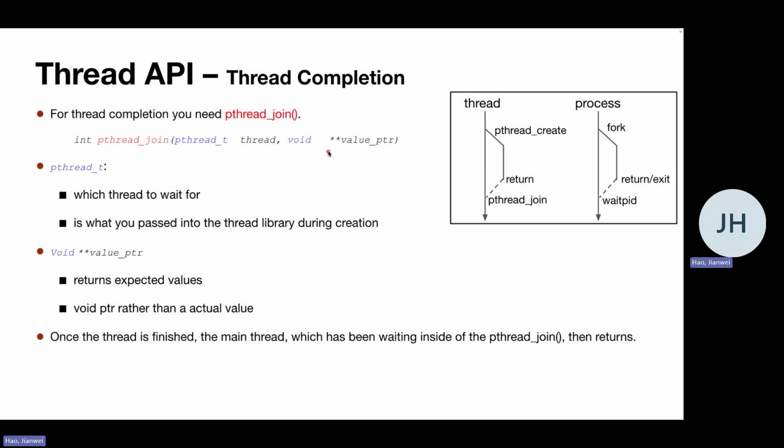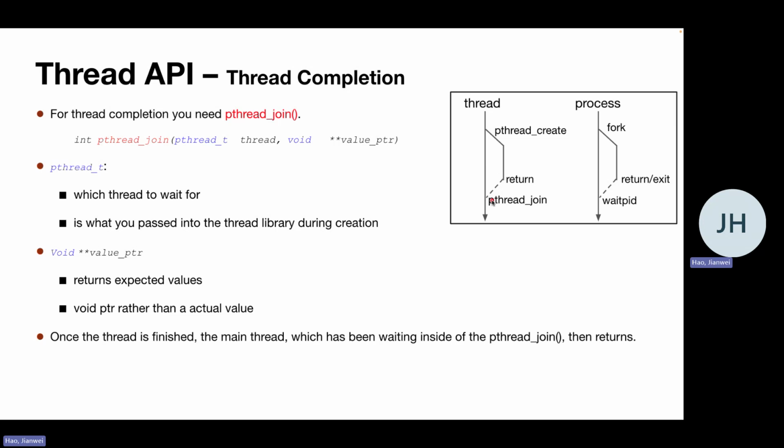And for the void, it returns the expected value, and it's a void pointer, not an actual value, because there are a lot of pointers in C. And once the thread is finished, the main thread, which has been waiting there inside the join, then returns. So the whole procedure is like this. This is the main thread, then it creates a child thread. After the child thread is finished, it returns, and then we use the join to finish them.